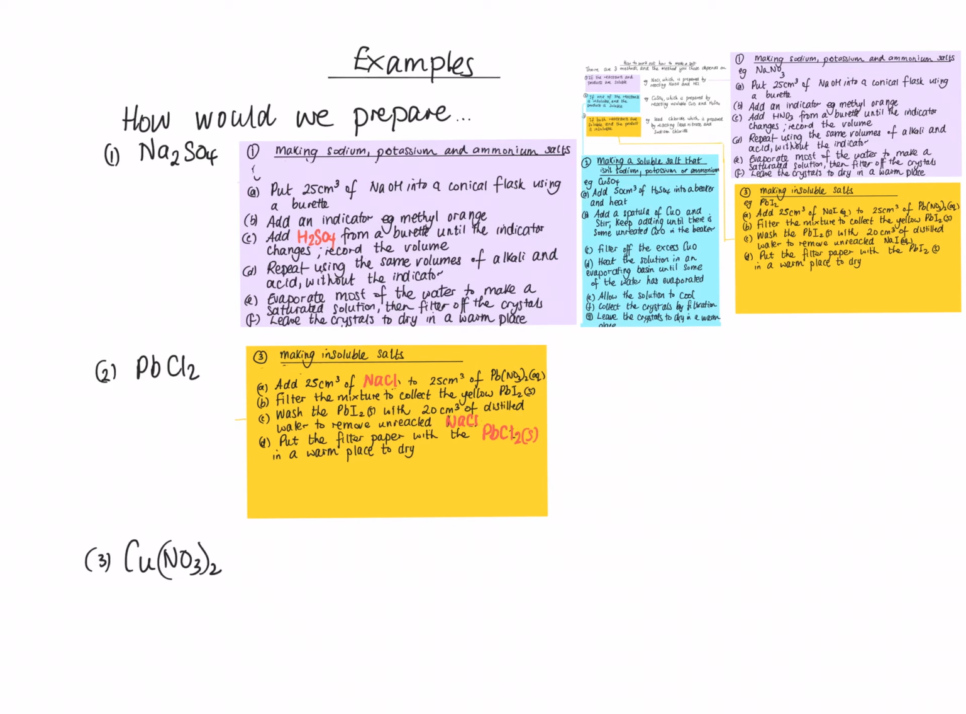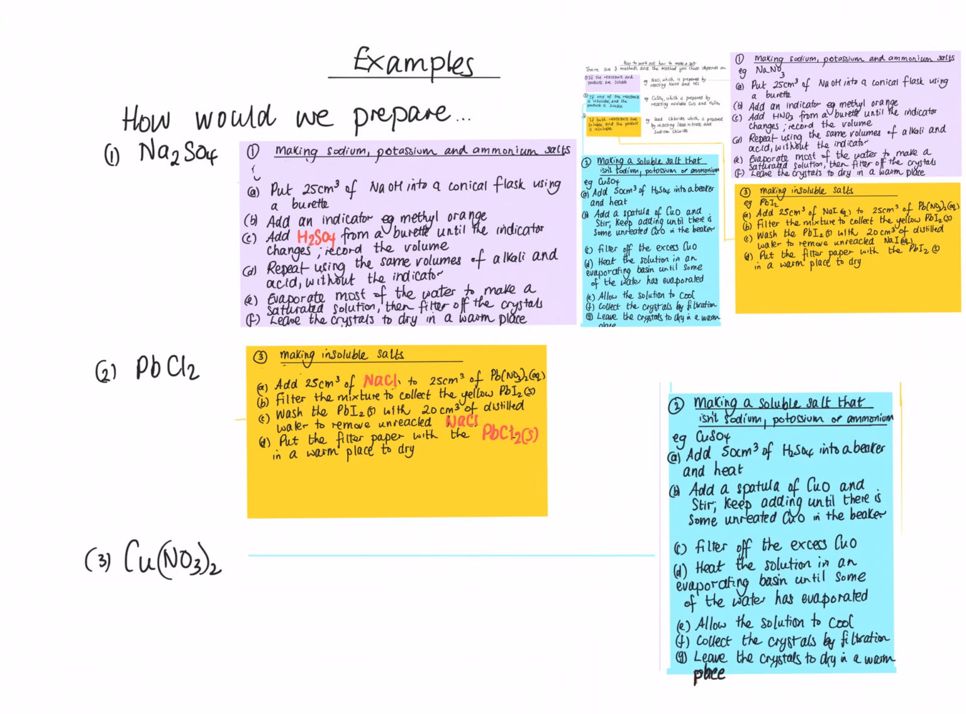And last but not least, how to make copper nitrate, Cu(NO3)2. Well, copper sulfate is a soluble salt that isn't sodium, potassium, or ammonium, so we're going to use this method here. This method on this side makes copper sulfate, and to make copper sulfate, it uses copper oxide and sulfuric acid. The question is asking us to make copper nitrate, so rather than adding sulfuric acid, we're going to use nitric acid, but the rest of the procedure stays exactly the same.